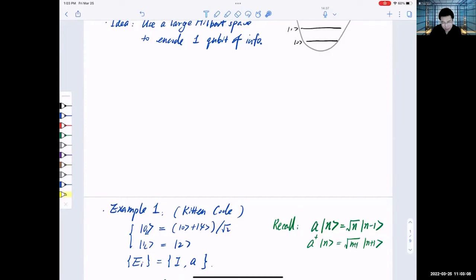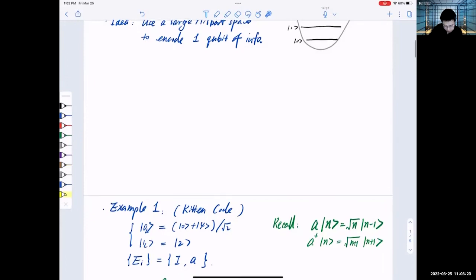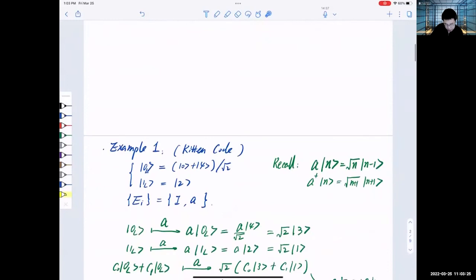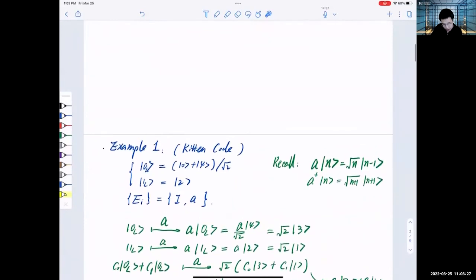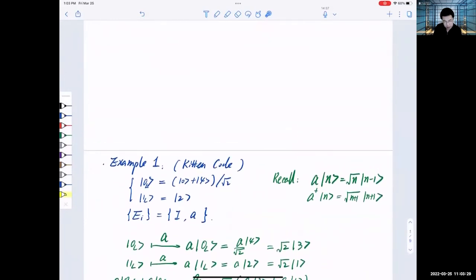So that's an intuitive understanding of how this code can protect against photon loss, because there is no way for the environment to infer which particular state the system is in just by detecting a single photon loss event. So here is another perspective to see what's going on. And this is more from the system perspective.